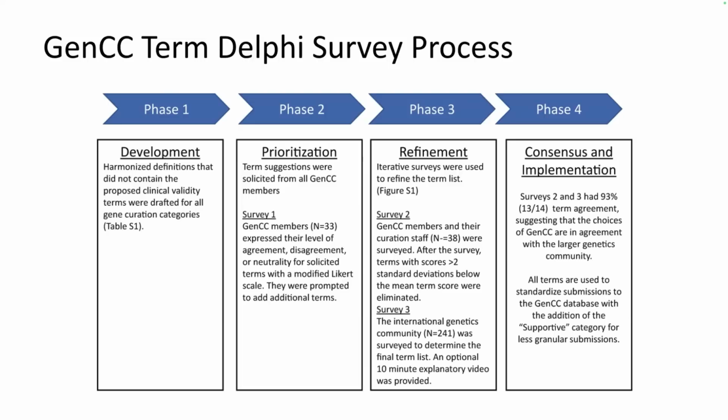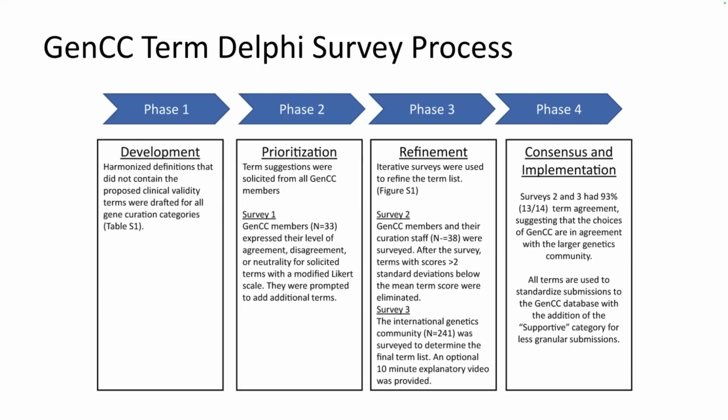So survey 2, which was the Gen CC members and the curation staff, and survey 3, which was the international genetics community, had 93% term agreement, suggesting that our choices are in agreement with the larger genetics community. So we took these terms and they are used to standardize submissions to the Gen CC database, with the additional category of supportive for less granular submissions by some curators.